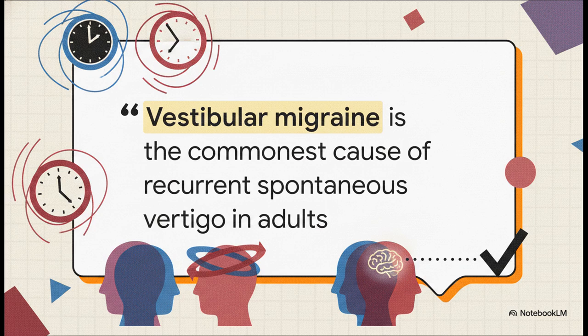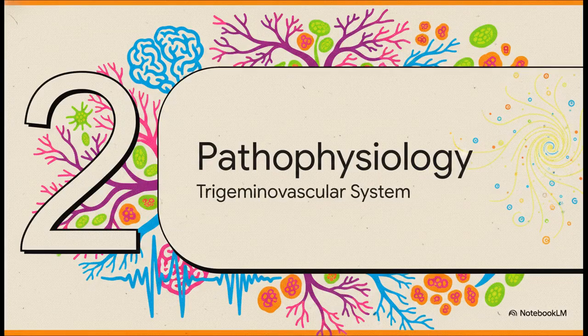But here's the catch. Despite affecting nearly 1% of the entire general population, it is still markedly underdiagnosed. And the human cost here is massive. We're talking severe anticipatory anxiety, activity avoidance, and major occupational disruption. Most of these patients end up on this frustrating carousel, bouncing between different specialists for years before somebody finally gets the diagnosis right. Moving on to Section 2, trigeminal-vascular pathophysiology.